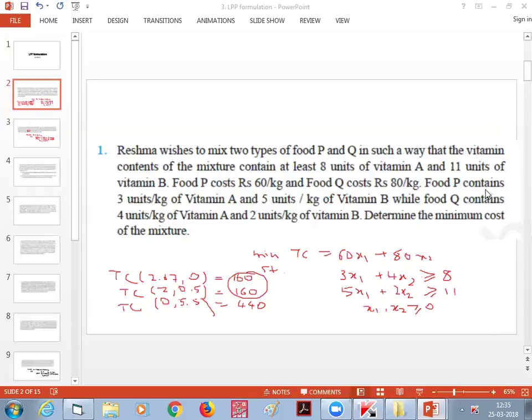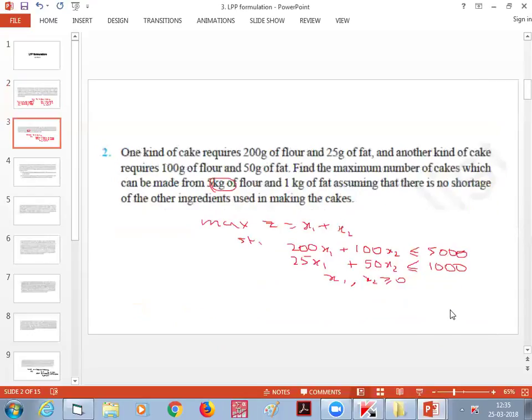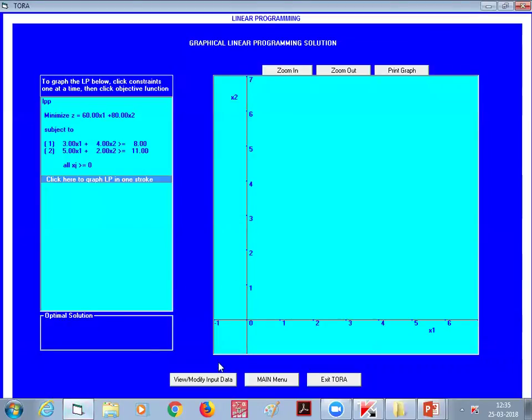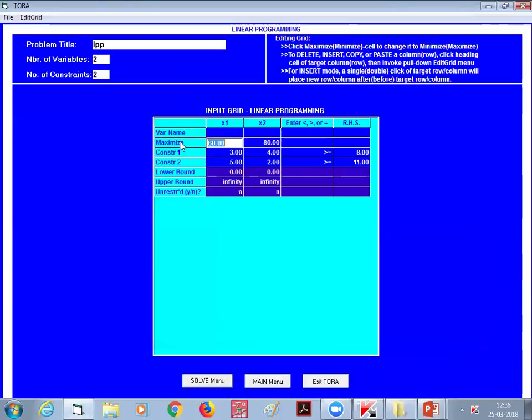Okay, good. Now let's get on to our next problem. Shall we solve that in Torah also? Number of cakes? Not difficult. We can just go back here and modify everything. I'm maximizing x1 plus x2, so the coefficients are 1 and 1. Was it 100 and 200 or 200, 100? 200 and 100.